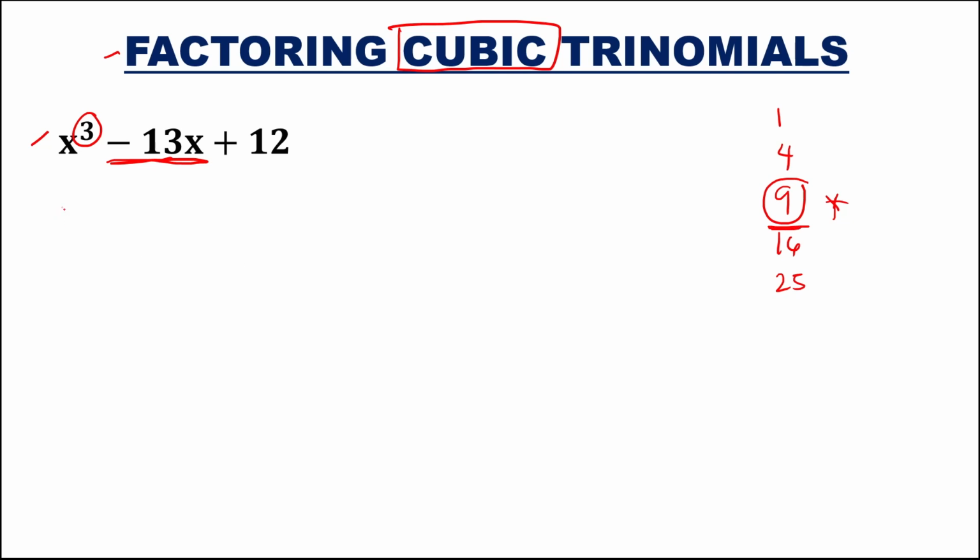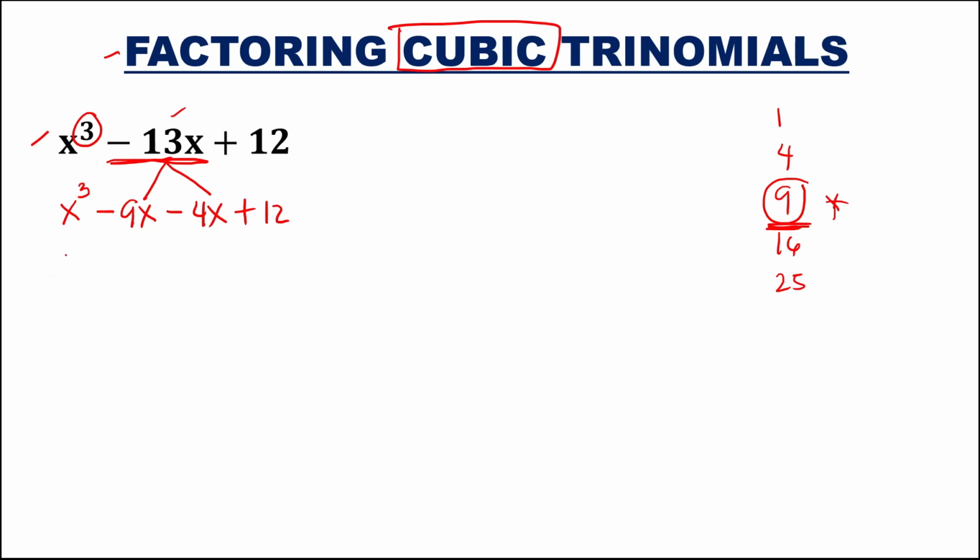So from the given, this becomes x to the power 3, then minus, we need to rewrite this 13, and one of the numbers is 9x, so the other number is negative 4x, because negative 9 and negative 4 is negative 13. Then bring down this positive 12. Then from this, we need to group.